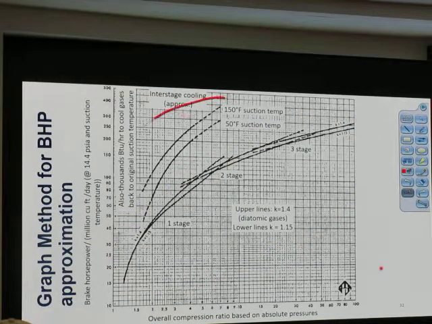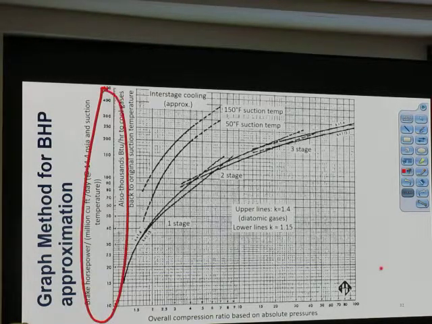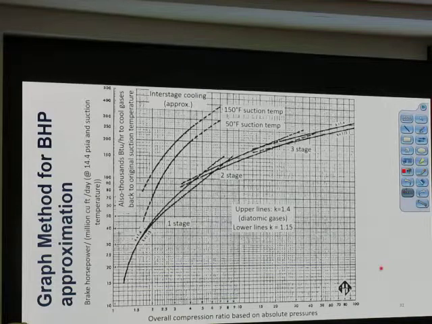The top line is for temperature. Why is it for temperature? Okay. Also, 1000 BTU per hour to cool gas back to the original suction temperature. So it's about the BTU per hour. So this axis has 2 purposes. Number 1 is brake horsepower. Number 2 is, it's not temperature, I'm sorry, it's the BTU per hour to cool the gas back.